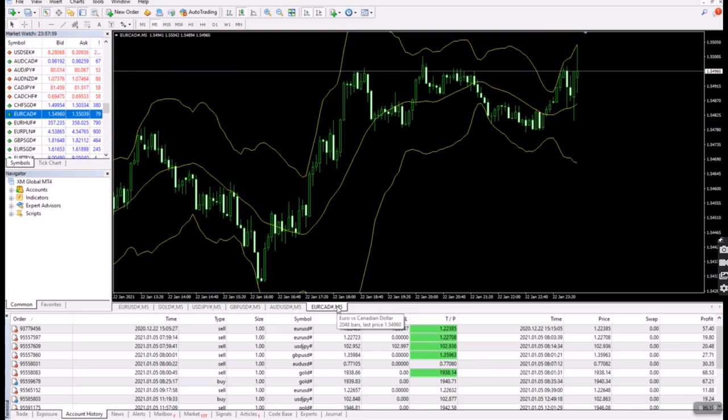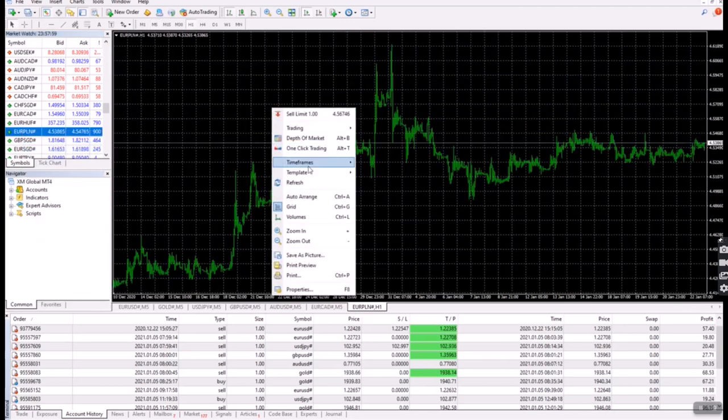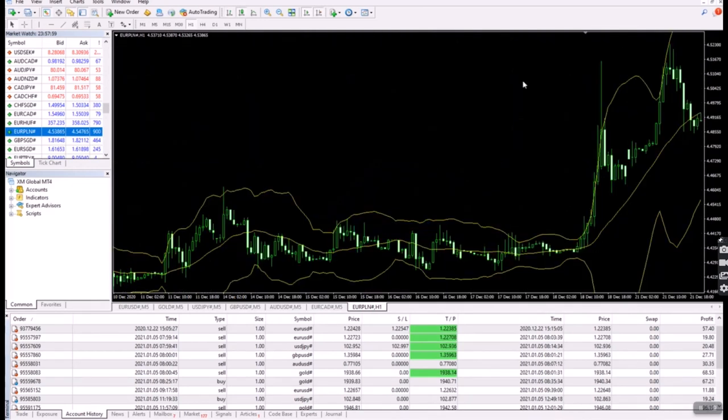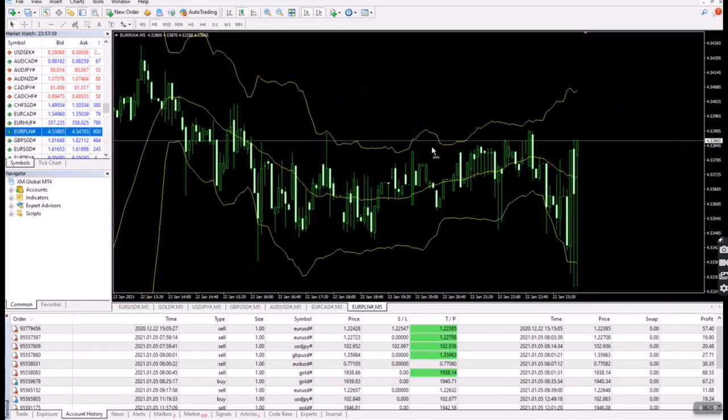Once you save the template, whenever you open a new chart, you can just right click, go under templates, and click on the one that you just saved, and the whole setting will come out. Just make sure that the time frame is back to M5. These are the things that you need to take note of.